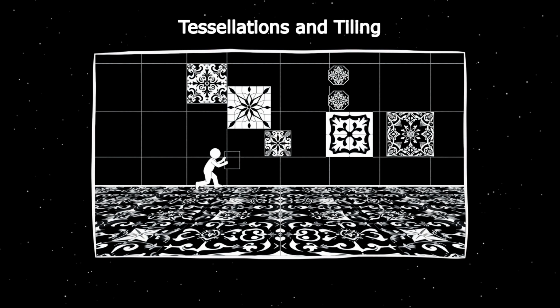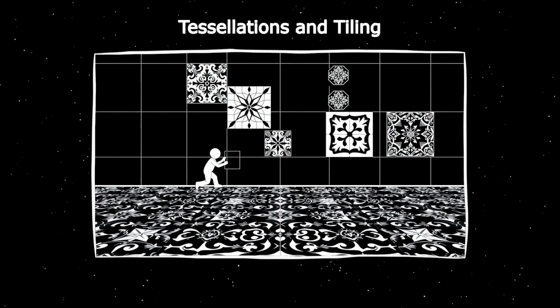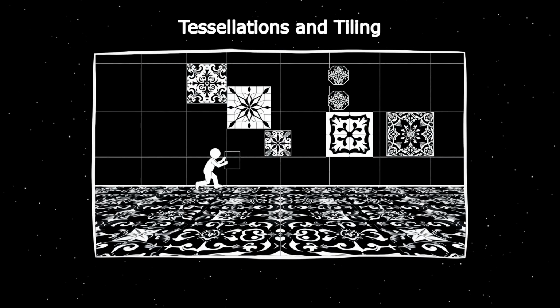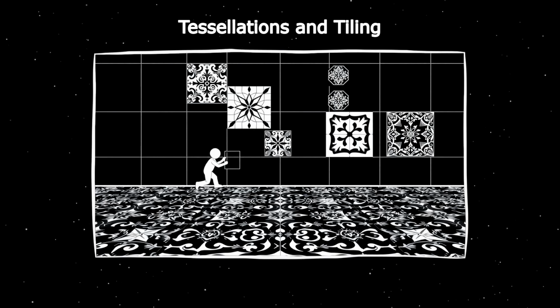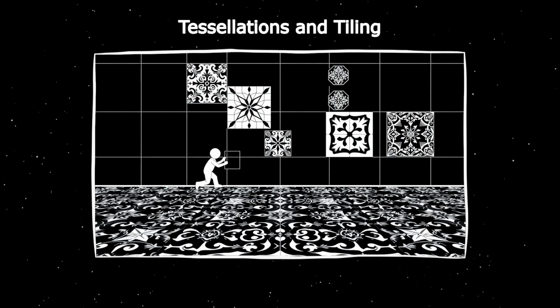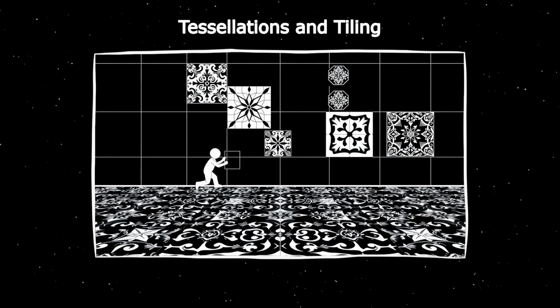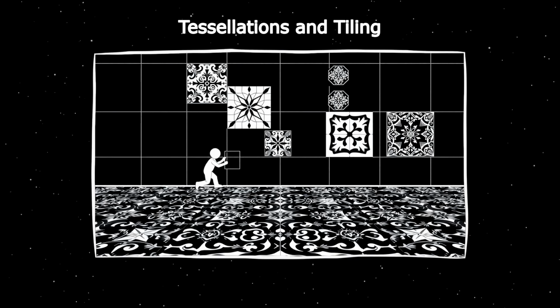Tessellations invite us to examine our environment from a different perspective. They serve as reminders that often beauty lies in the repetition and arrangement of simple shapes. The joy of discovering a new pattern, whether on a tiled floor or in nature, speaks to our innate curiosity.